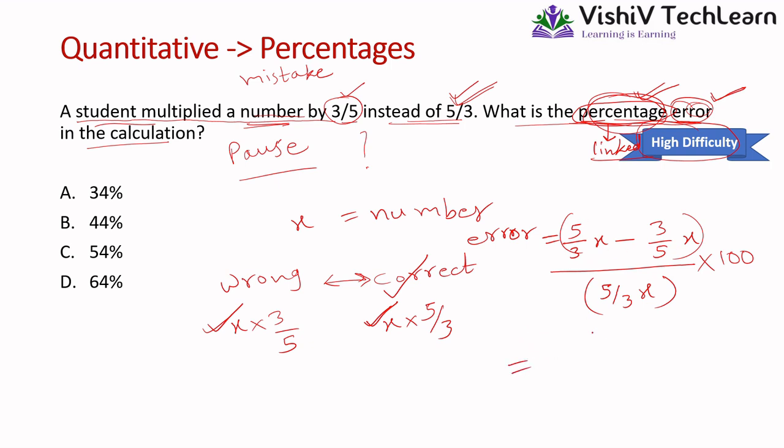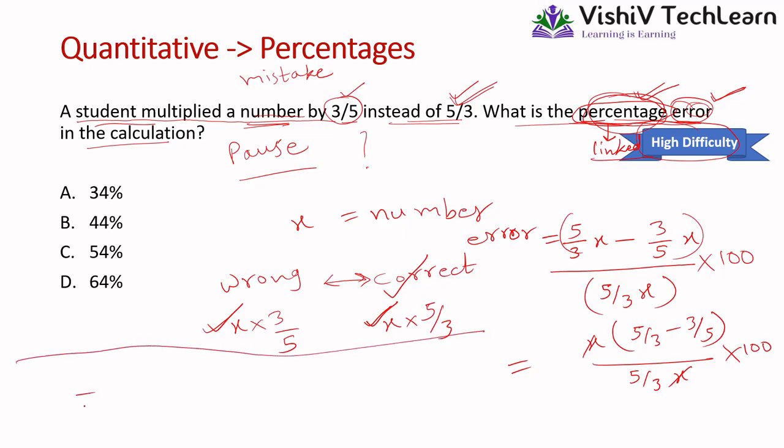So here we can take x as common. So it will be 5 by 3 minus 3 by 5 in the bracket, divided by 5 by 3x. X we can cancel. Multiplication by 100 will be as it is. Then we'll write it over here. We'll use this space. Now here we can do cross multiplication.